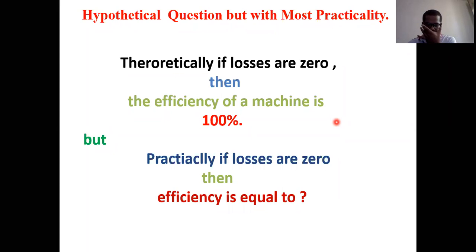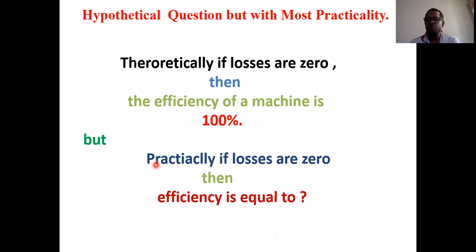And the most important point is, if the losses are zero, simply we can say efficiency is 100%. So without thinking any point, if the losses are zero, then automatically efficiency is 100%. Generally, most of the people will say like this. But the most important point we need to understand from this question is there is a slight difference between the first part and the second part.